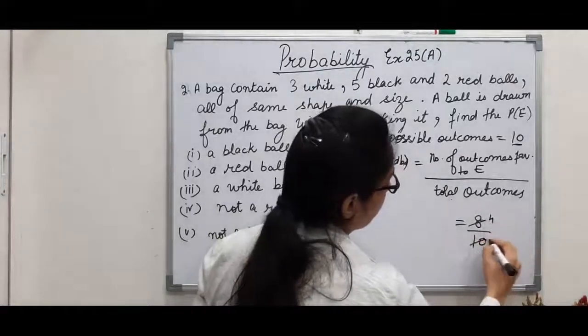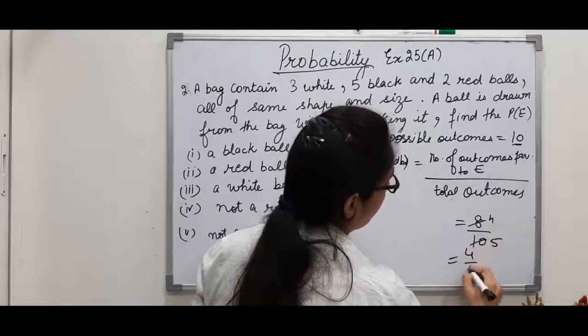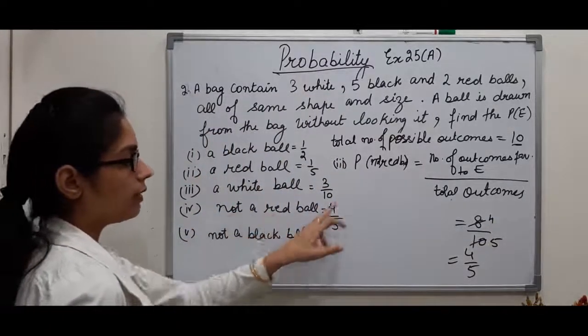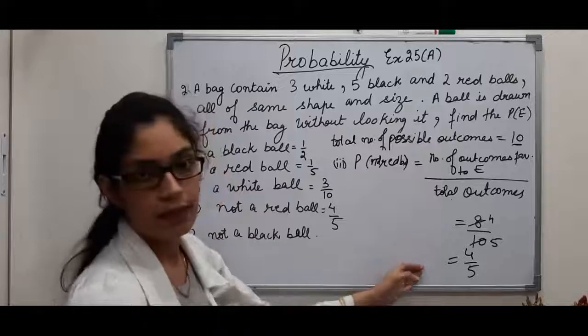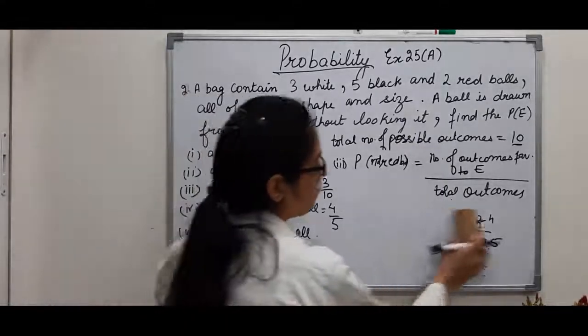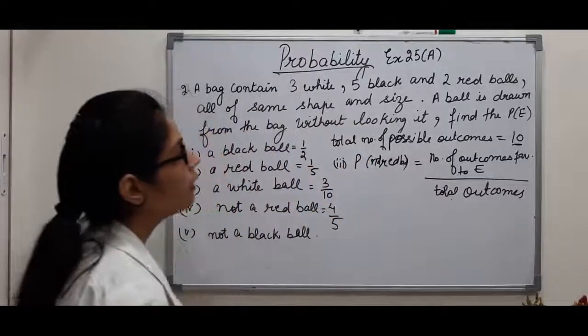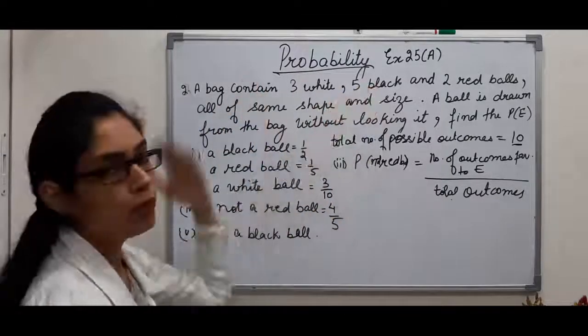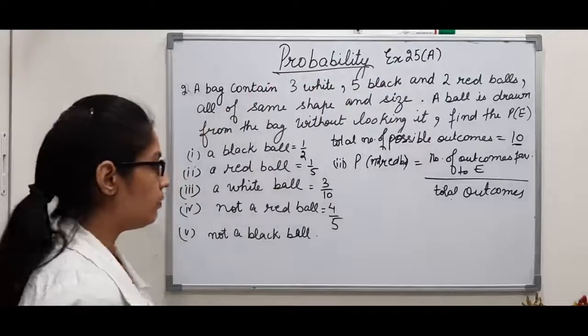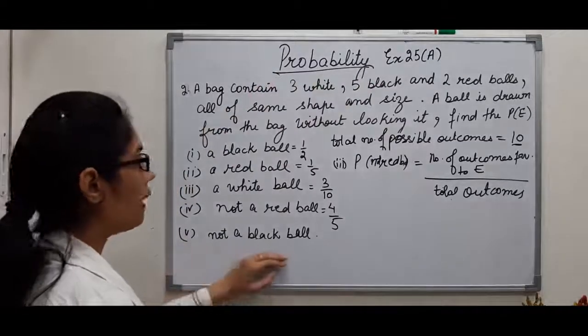2 into 4 is 8. See, I got the same answer. 2 into 5 is 10. The probability of not getting a red ball is 4 by 5. Here again I got the same answer. It's your wish how you want to do it. Not red means it will be either black or white, and you can also do it by using complementary events. Now the last question, not a black ball.